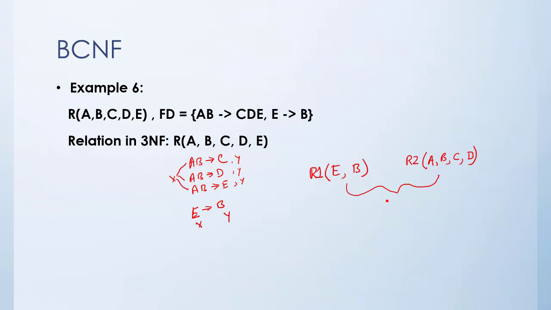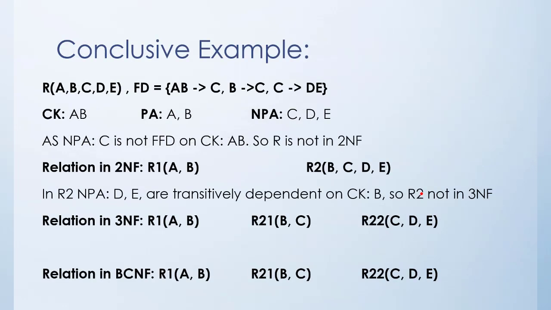So now let us take an example where we are going to analyze which normal form the relation is in, and how we can decompose it into BCNF. R is a relation on A, B, C, D, and E with the functional dependencies AB determines C, B determines C, and C determines DE. So here AB determines C, B determines C and C determines DE. That will give me AB determines DE.